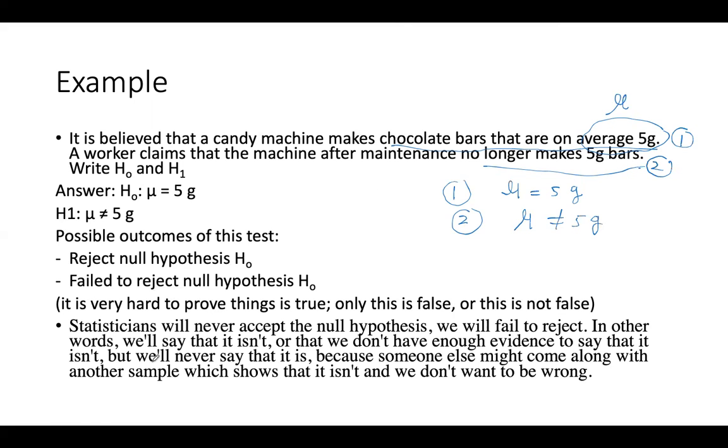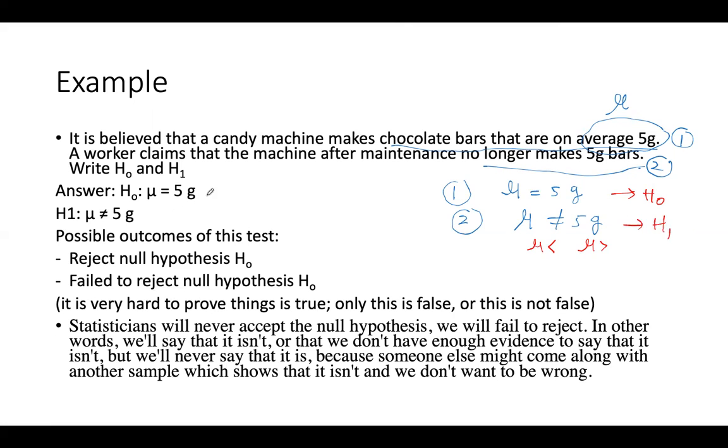Okay, so because the first claim, the first statement, contains equality, we can call this H null. And the second one contains inequality. It can be lower, or it can be higher than 5 grams. So it is called H1.